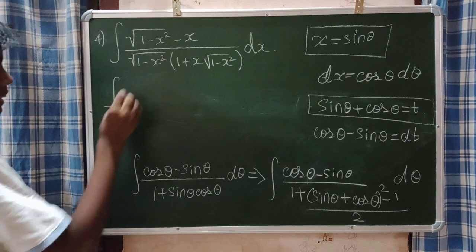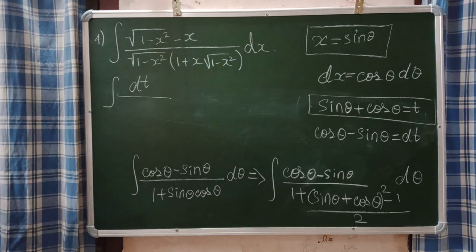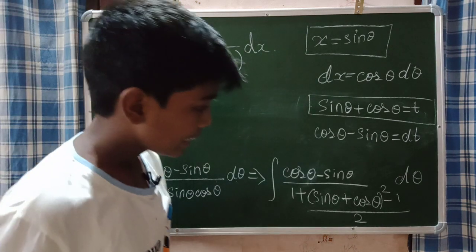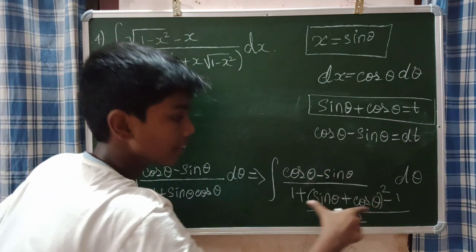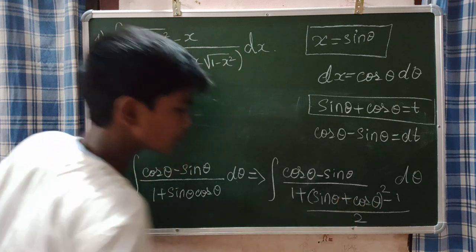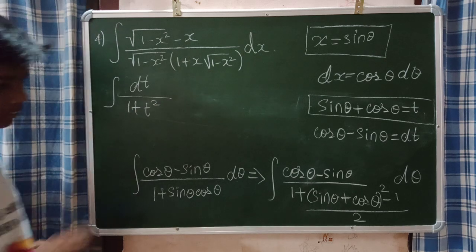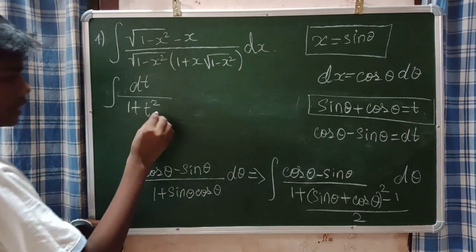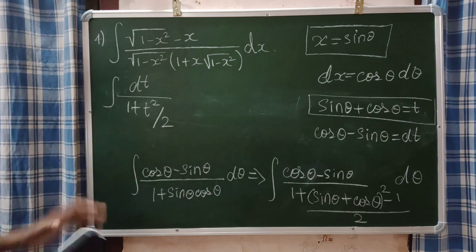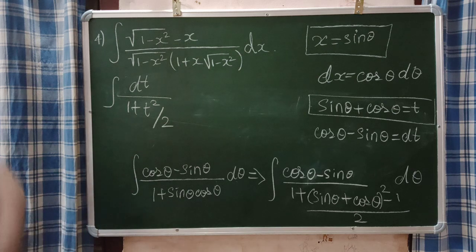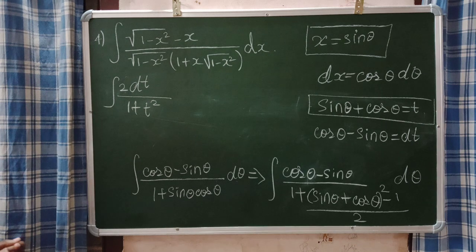So cos theta minus sin theta can be written as dt, divided by 1 plus (sin theta plus cos theta) whole square minus 1, divided by 2. What is sin theta plus cos theta? That is t. So t square minus 1 divided by 2. I think you will get it as 1 plus t square, divided by 2. Now I am going to take 2 to the numerator, because when you divide you take 2 to the numerator. So we get 2 dt divided by 1 plus t square.